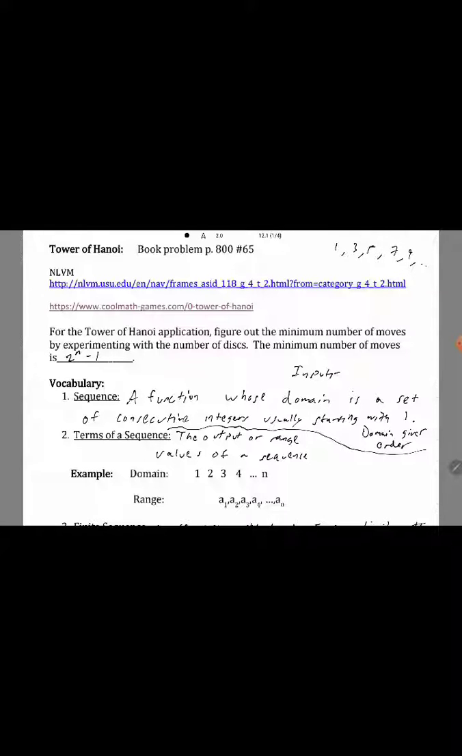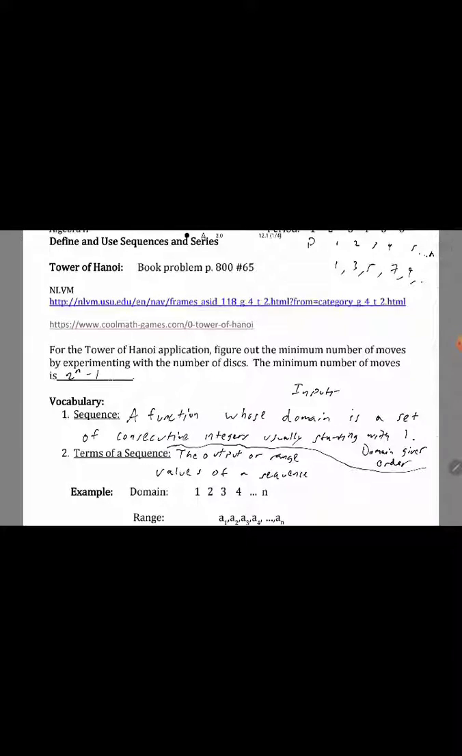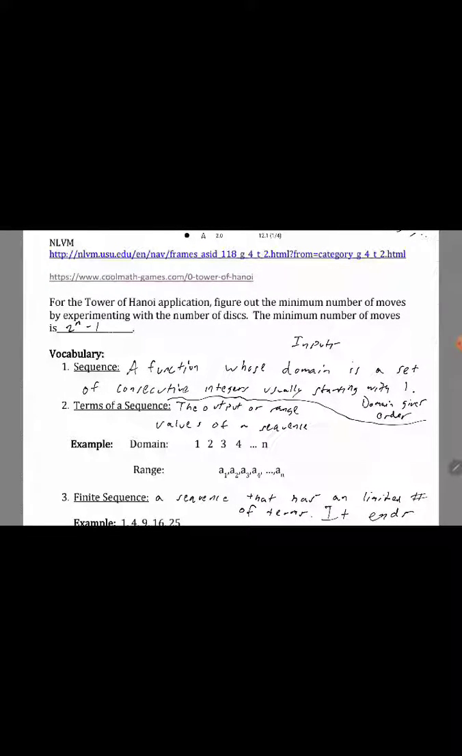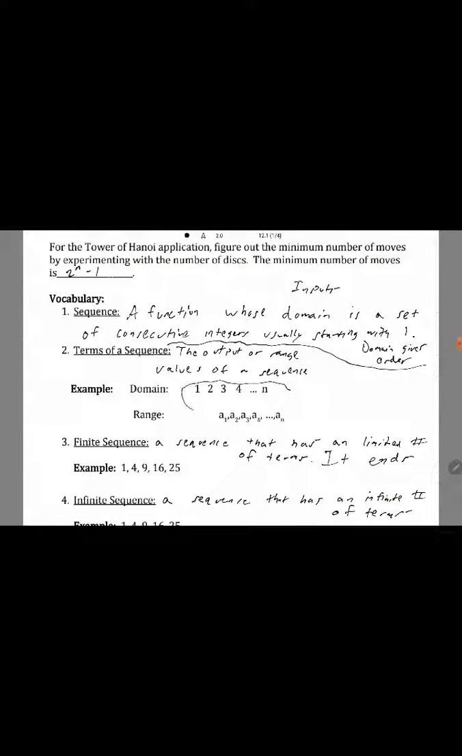My domain is usually 1, 2, 3, 4, 5, ... n, where n is the last number. So for the domain, you just count them off. This is the first term, this is the second term, third term, fourth term, fifth term. And then your range is actually your sequence, the values that you have. So that's what this example means down here.